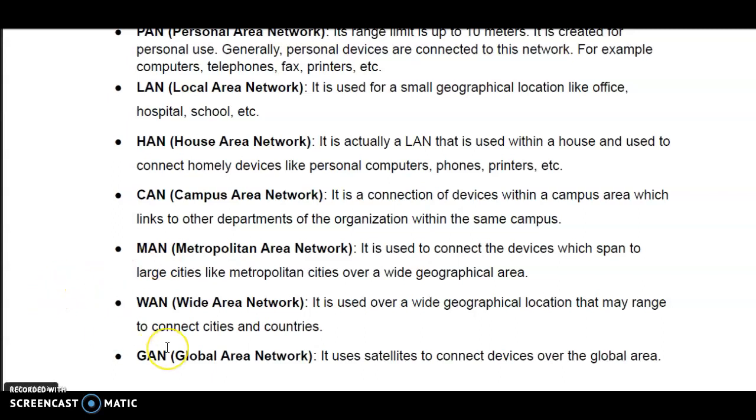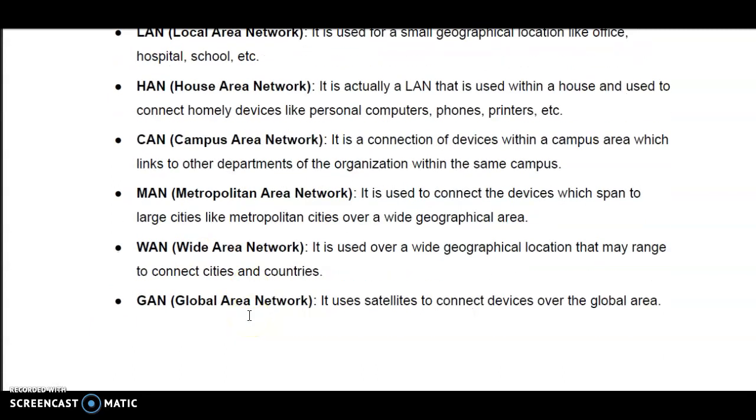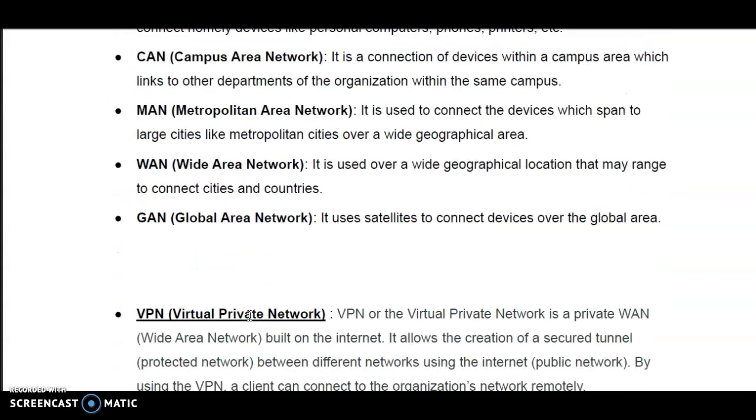The next thing is WAN. WAN is a wide area network. All the world is connected through WAN, and all the devices of the world are connected through the wide area network. The next thing is GAN. GAN is your global area network.